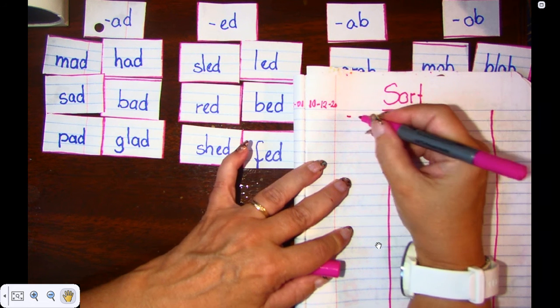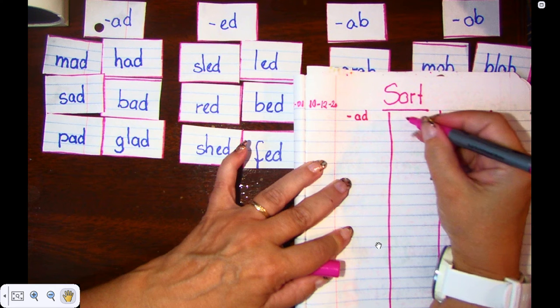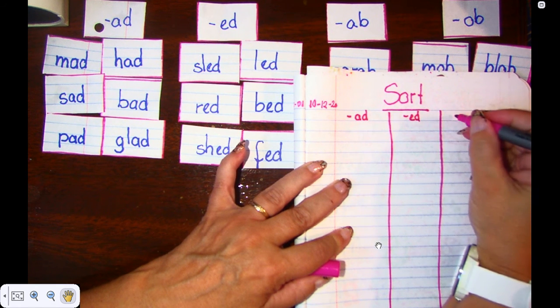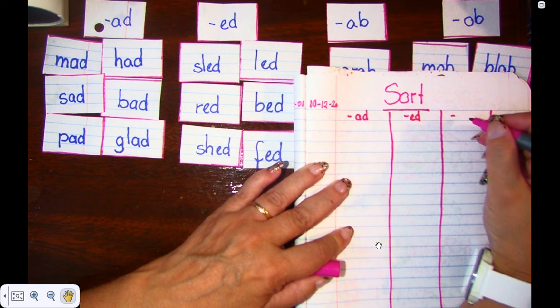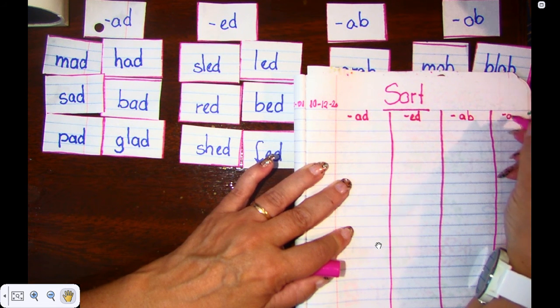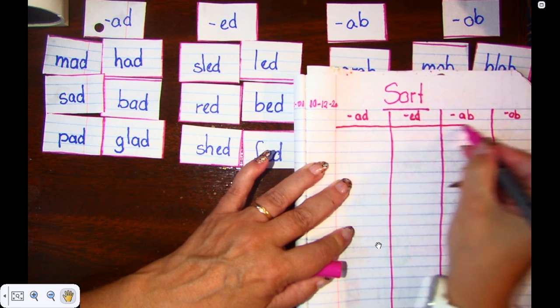And my headers are ad, ed. Remember that little line up front, that hyphen is there to let us know that there's some letters in the beginning, but that this is the ending. Ab and ob. And then I draw a line underneath it.